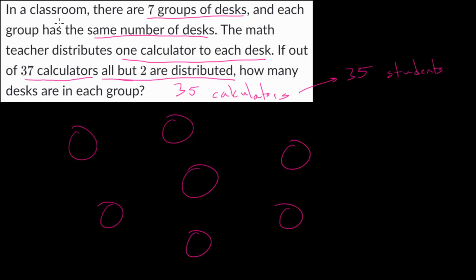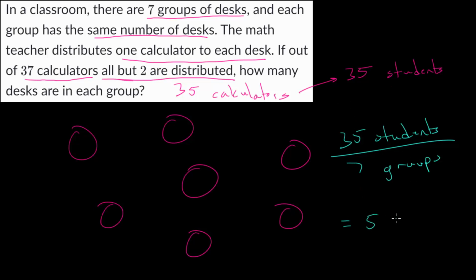And from there, we go back to our first sentence, that there are 7 groups of desks, and each group has the same number of desks. So this 35 has to be split up into 7 equally sized groups. Or in other words, we're just carrying out division. Let me use a brighter color. We have 35 students, and we're dividing them into 7 equally sized groups, which means that after carrying this out, we would have 5 students in each group, or per 1 group.